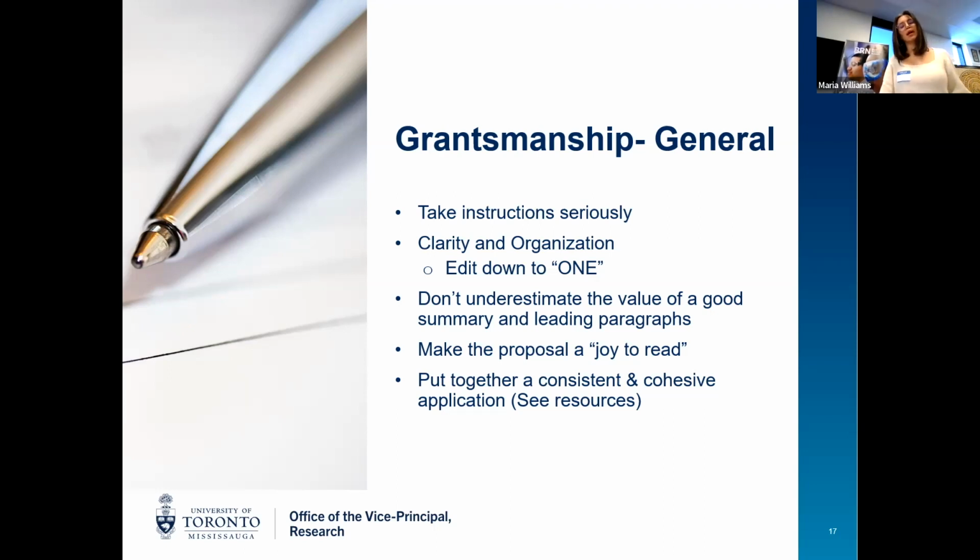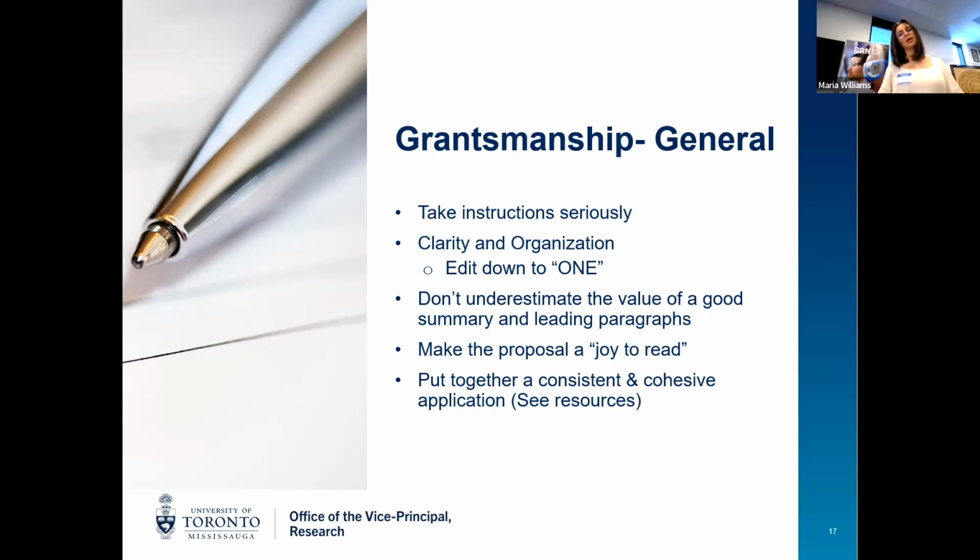Then once you get down to the writing, I think clarity and organization also play a big part. It's not going to take bad research and make it fundable, but definitely if you're not clear and you're not organized, it can take good research and make it unfundable. So a couple of notes on that.